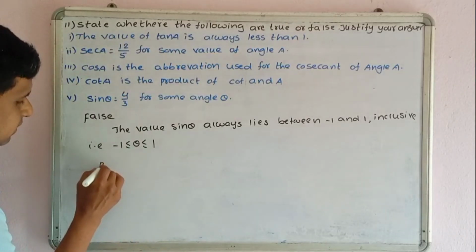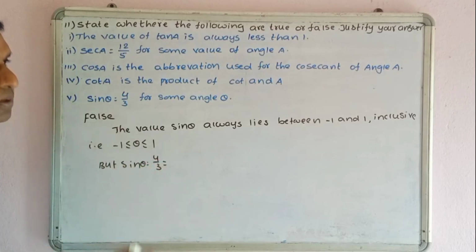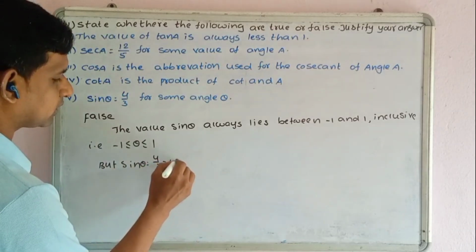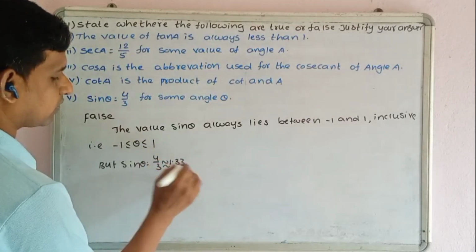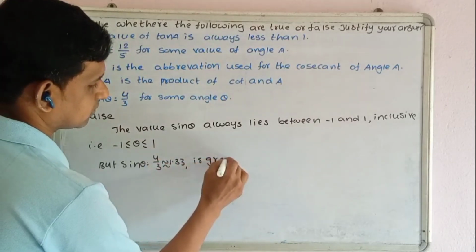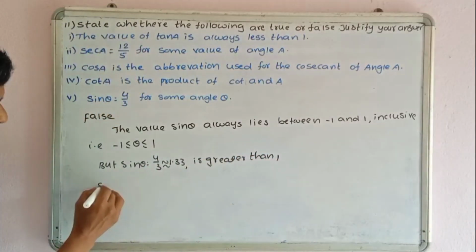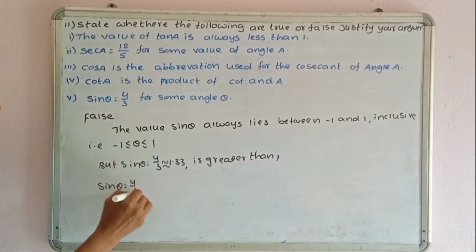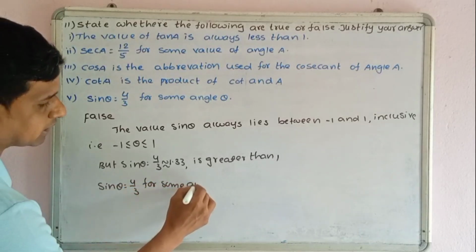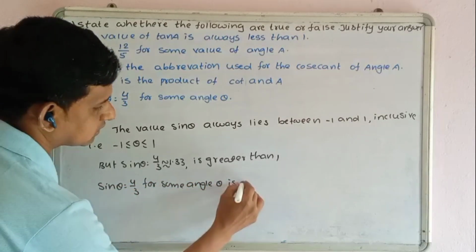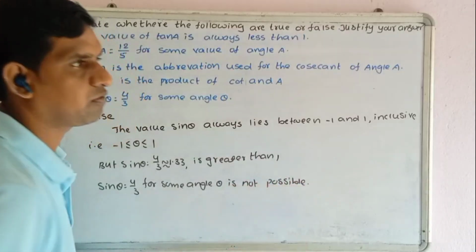But here sin theta equals 4 by 3. What is the value of 4 by 3? Approximately 1.33, which is greater than 1. So sin theta equals 4 by 3 for some angle theta is not possible. That's why this is a false statement.